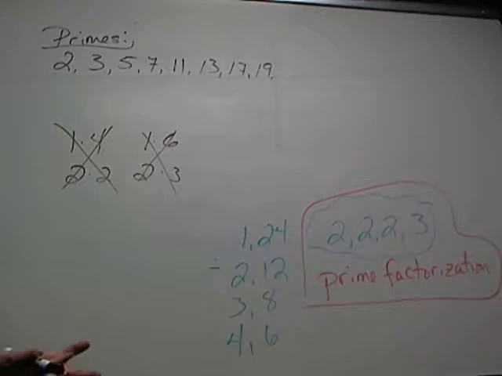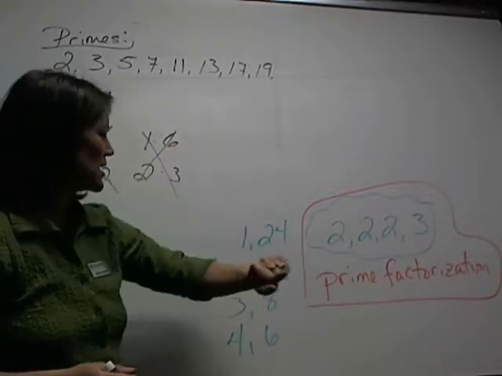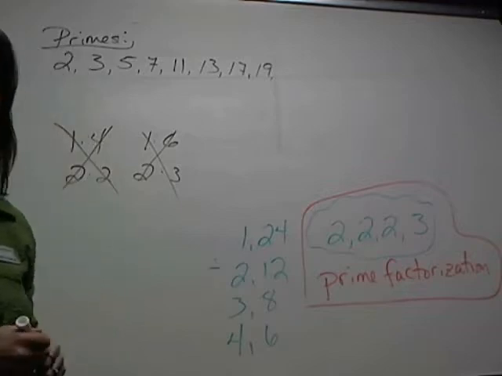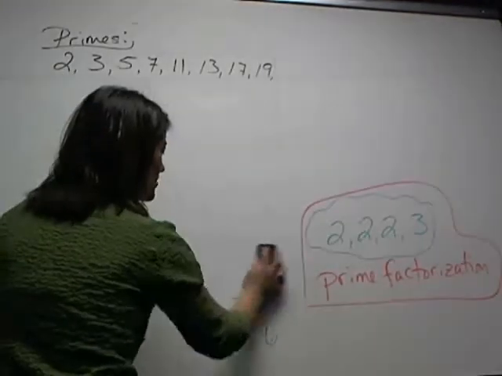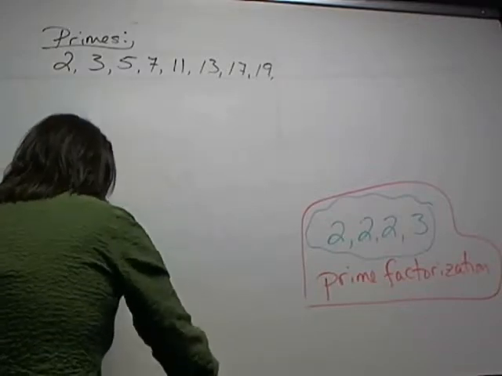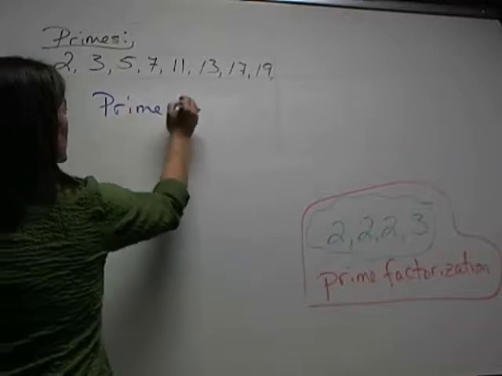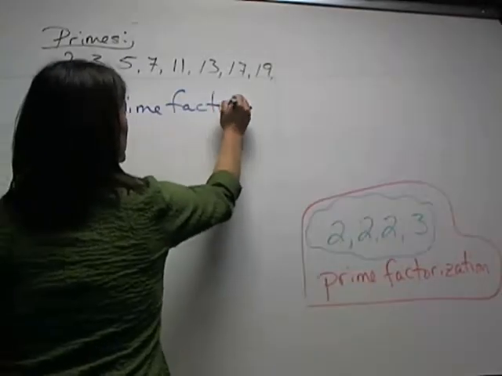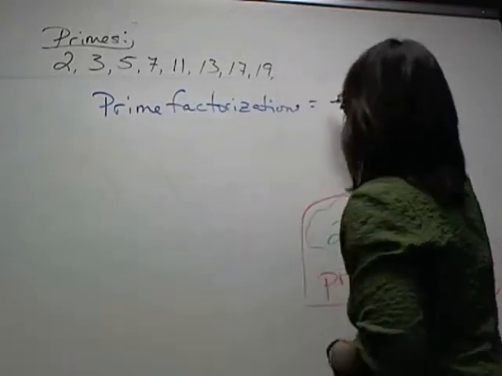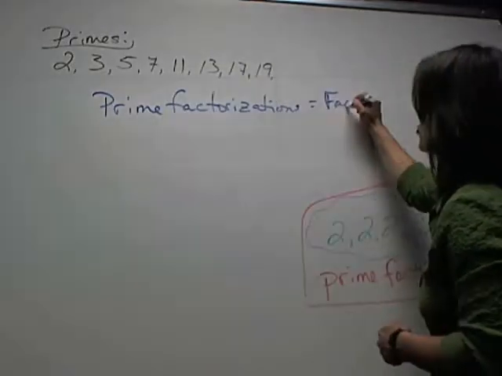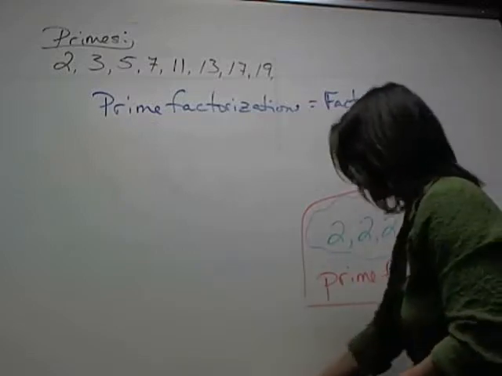These are prime numbers. So when I break a number down into these numbers, I've done a prime factorization. That's also known as a factor tree. So to do our prime factorizations is making a factor tree. Maybe you remember doing those.